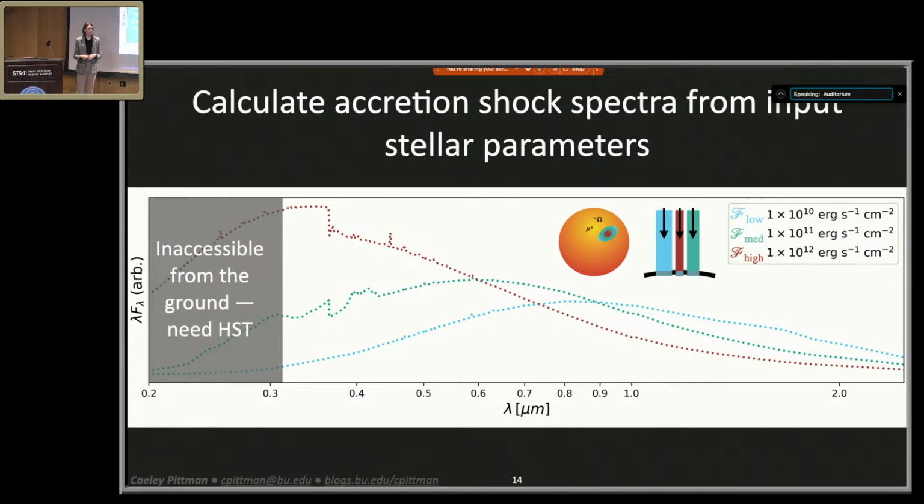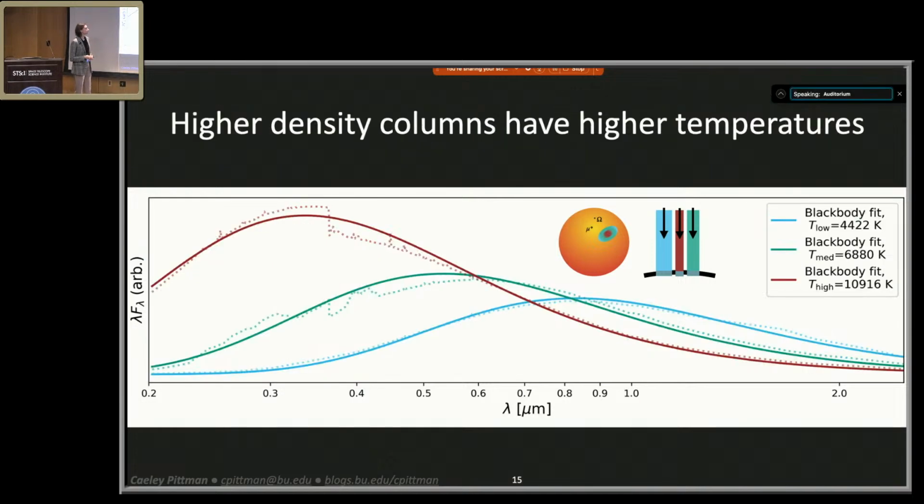And I want to emphasize that all of this region that's shaded is not accessible from the ground because of the atmosphere. So if you want to know any information about this region of the system, you need to be able to observe from space.